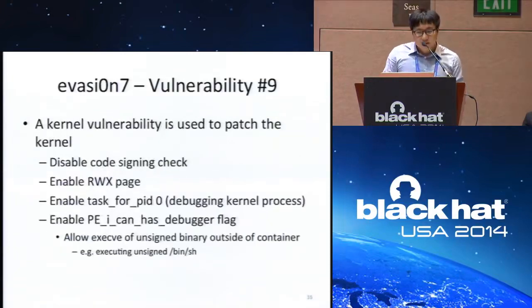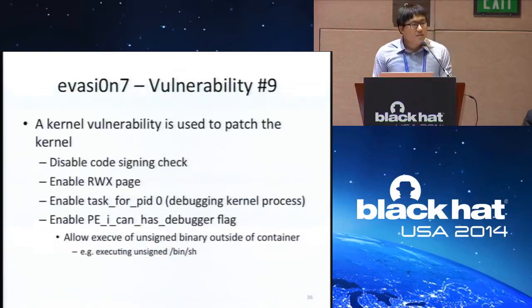And at the last, Evasion 7 exploited a kernel vulnerability to patch the kernel. Basically, this nullifies security checks at the kernel level and makes the device jailbroken. So these 9 steps are the detailed steps of the Evasion 7 attack.